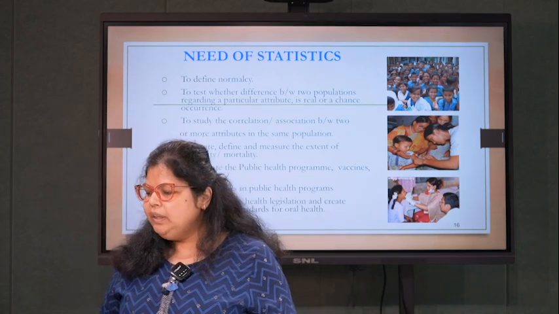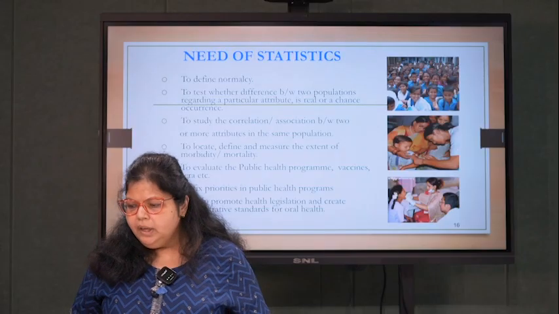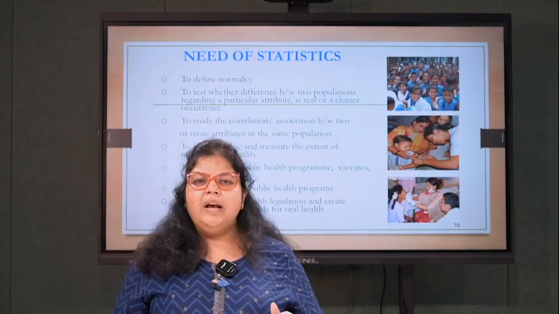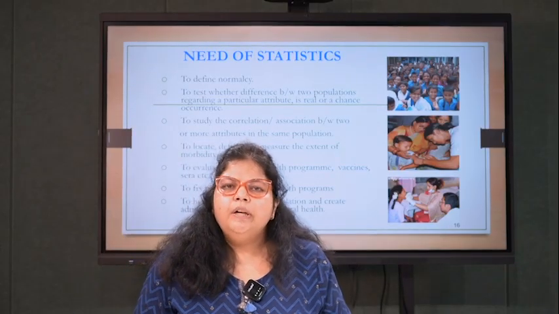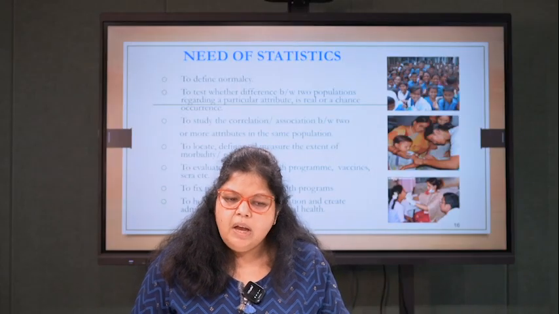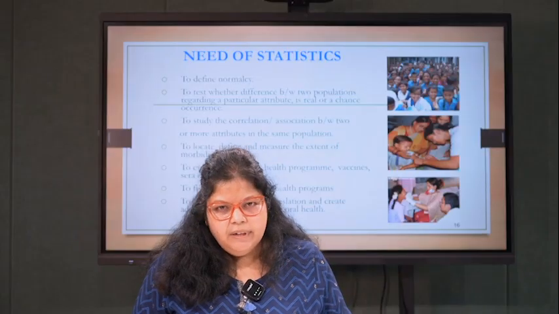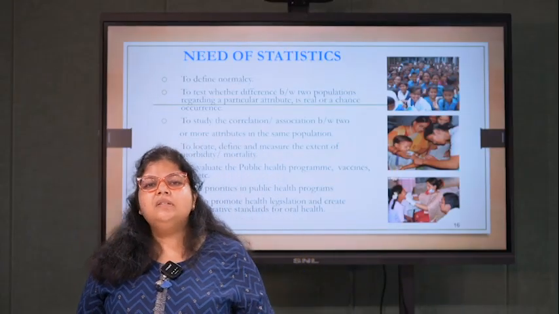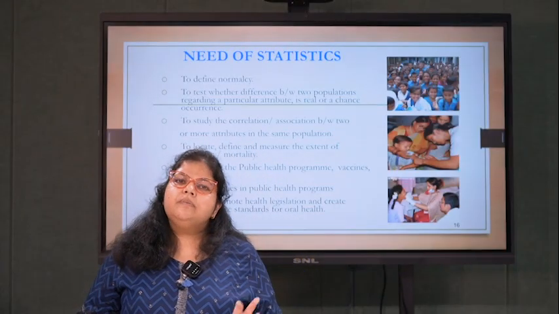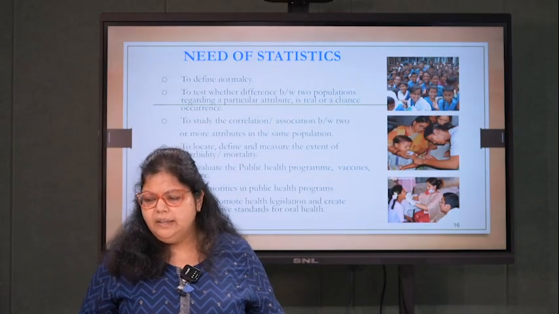Another need is to test whether the difference between two populations regarding a particular attribute is real or a chance occurrence. If we compare two communities, whatever the amount of disease in both populations, one will have more and one will have less. Whether this difference is really there, or is only because of error in the study, to find this out we need biostatistical analysis.